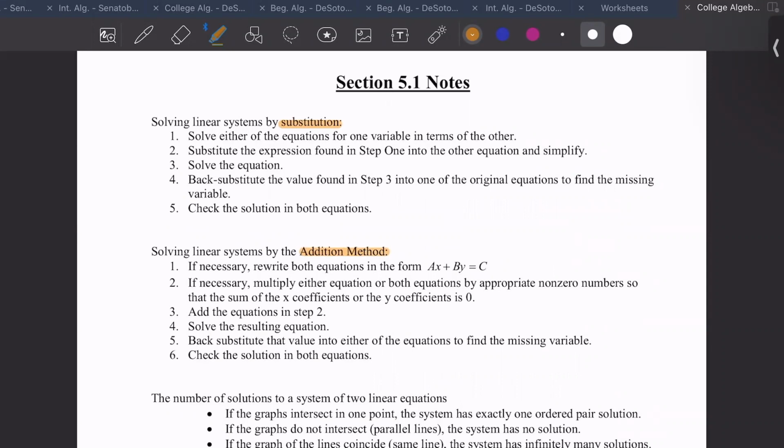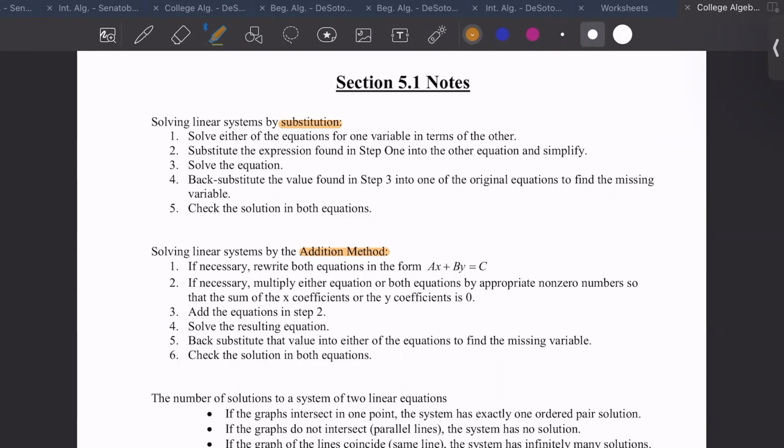Substitution, you're going to solve either one of your equations for one variable in terms of the other. So you'll have like y equals something, and you'll have an x in there on the other side. Then you'll substitute the expression found in step one into the other one, and then you'll solve that one, and then you'll back substitute the value found in step three into the original equations to find the missing variable, and then you'll check the solution. Okay, so that one, you're going to have x equals something, y equals something for one of your equations, and then you'll plug that one into the other one, solve, and then back substitute it.